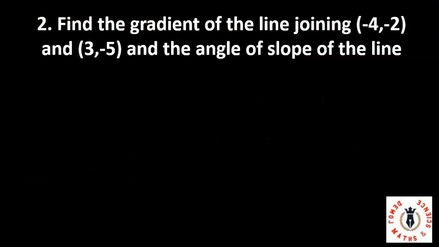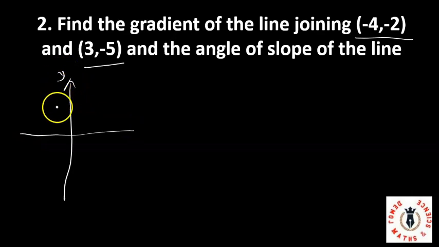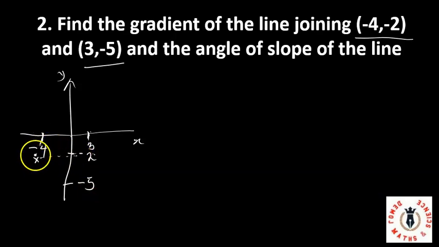Now, I want you to take a look at this second question. I want you to pause the video and look at it on your own. Okay, now, the question says find the gradient of the line joining the point -4, -2 to this point. Let's draw our Cartesian coordinate once again, so that here is y, and here is x. For the first point, I have -4 and -2. And for the second point, I have 3 and -5. So my straight line comes this way.